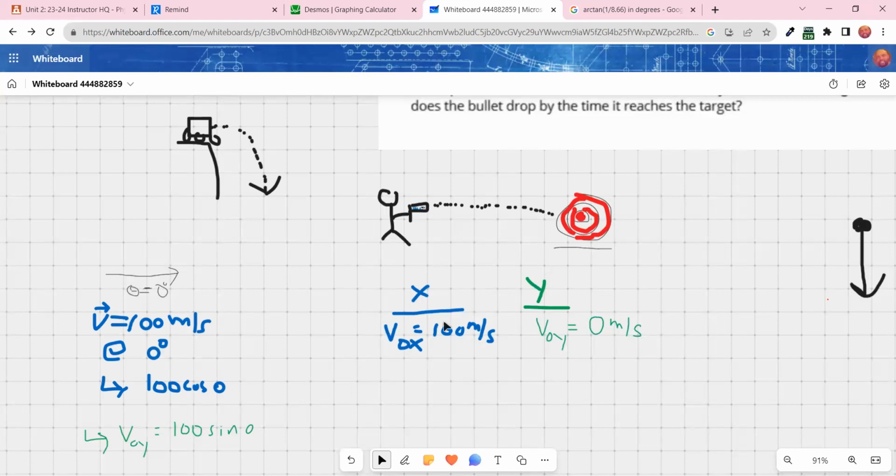He can still shoot it at 100 meters per second, but let's say he raises it up a little bit. Would it still be going 100 meters per second on the x-axis and 0 on the y-axis? Obviously, no. What's going to happen to my x and y? My x is going to do what as he raises the angle? Decrease. And my y is going to do what as he raises the angle? Increase. Excellent. You got it.